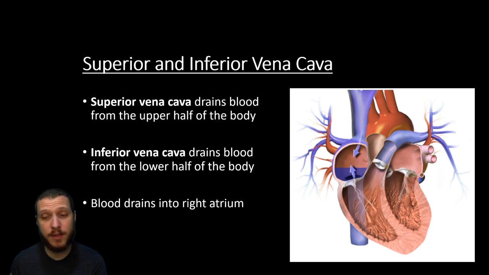We already looked at the superior and inferior vena cava. And again, these are what drain deoxygenated blood into that right atrium here.